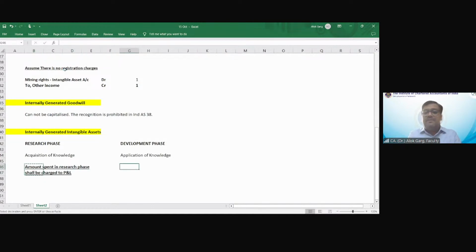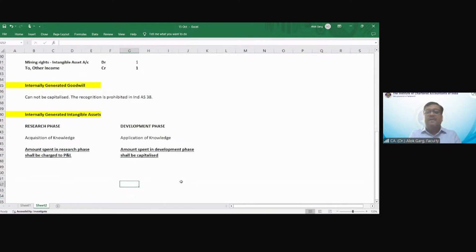Very important. Amount spent in development phase, where will this go? Where will this go? Development phase will be where? Asset. Very good, Nisha. It will be capitalized. So amount spent in development phase shall be capitalized. Okay.